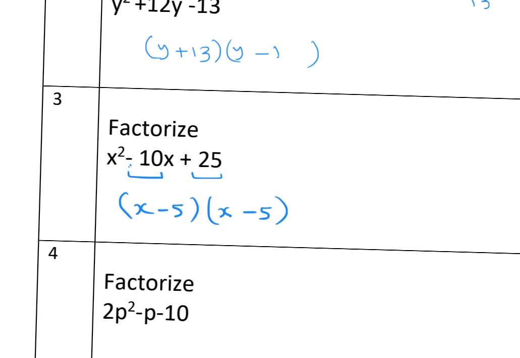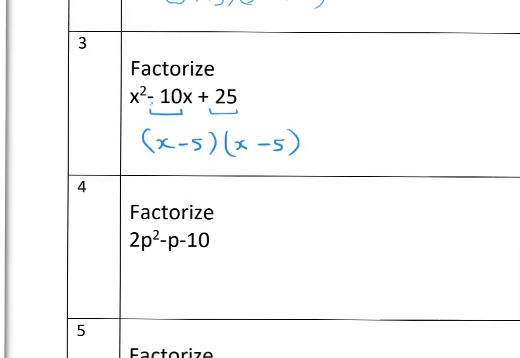Next one. The second type of trinomial: the coefficient of x squared or y squared or b squared is not 1. So how to factorize if the coefficient is not 1? We have many ways, but we can use this way. It's easy for all students.